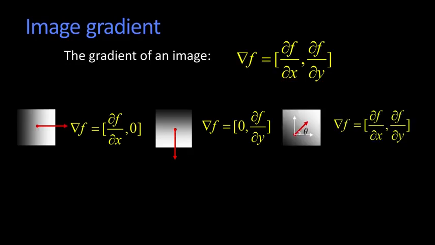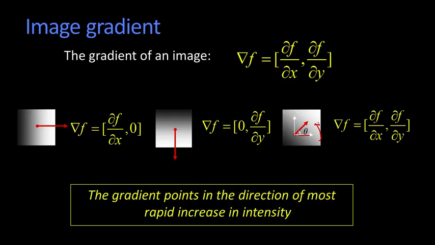It's the partial of f with respect to x and the partial of f with respect to y. And it has both a magnitude, how quickly things are getting brighter, and also you can see there's this angle, which is the direction of that gradient. The gradient of a function is the direction of most rapid increase in intensity, and the magnitude of that vector is how much it's changing as a function of a unit step in that direction.